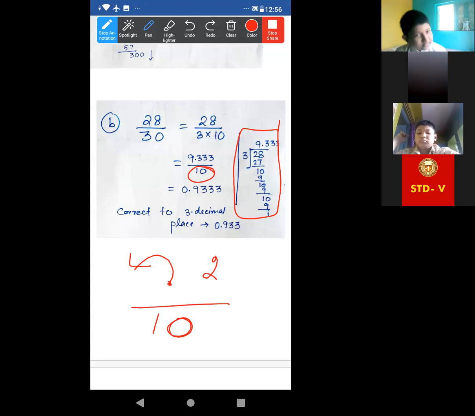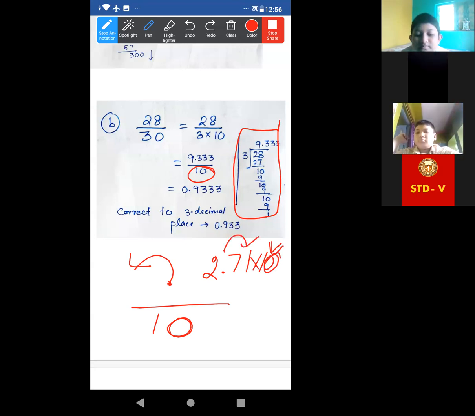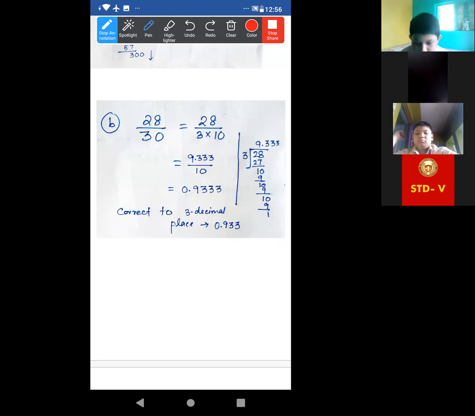Suppose 2.7 into 10. As there is a multiplication and 10 is there, the point will move to the right side. Suppose 2.71 divided by 10. The 10 is in the denominator, it is division, so it will move one place to the left. Okay, this is the rule. Now done. All of you just do it.